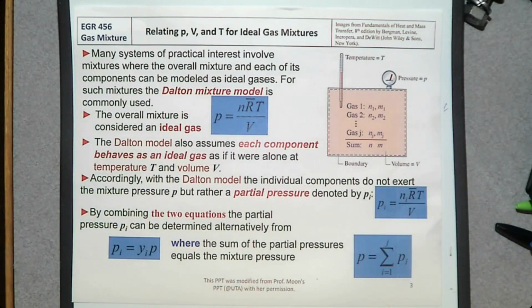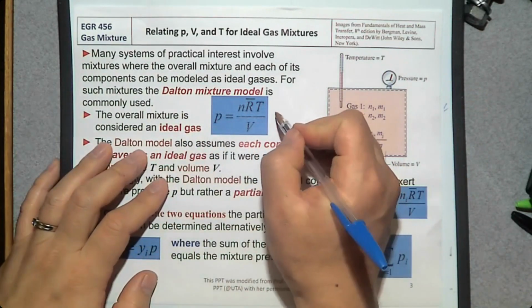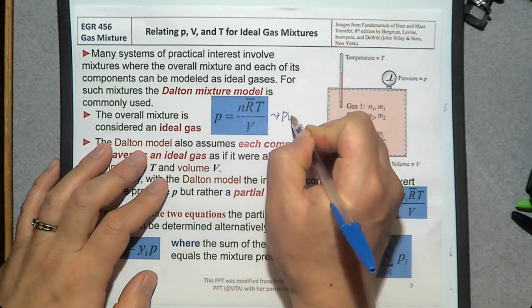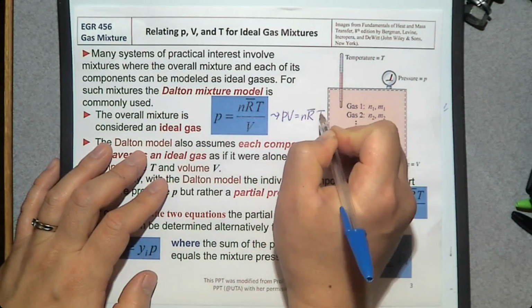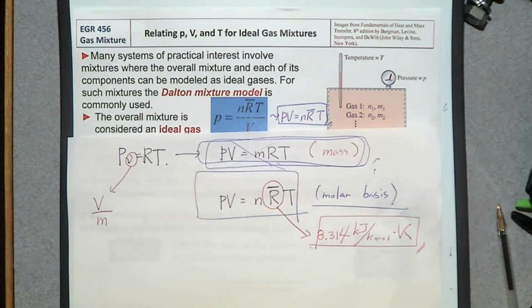So this is the ideal gas equation. Looks a little bit different because this one is divided by volume. So this is the same as PV is N R bar T. By the way, sometimes you have a governing equation on a mass basis. Sometimes you have a governing equation on a molar basis. To distinguish between a mass basis equation and molar basis equation, we usually add the bar to show that this is on the molar basis.